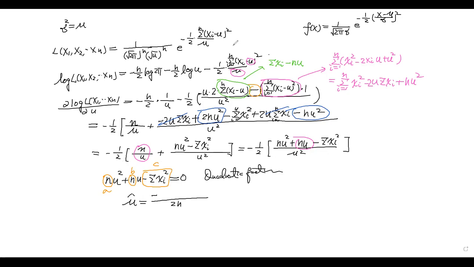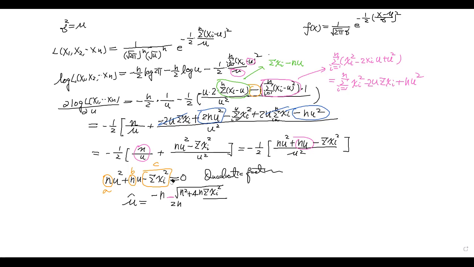So I use the quadratic formula. So it's over 2n, negative b, so it's negative n, and plus the square root of b squared, so it's n squared, minus 4ac, so it's a plus, right? 4n and the summation xi squared. Okay, so people might ask me, why the quadratic function? Typically we put a plus minus here, right?